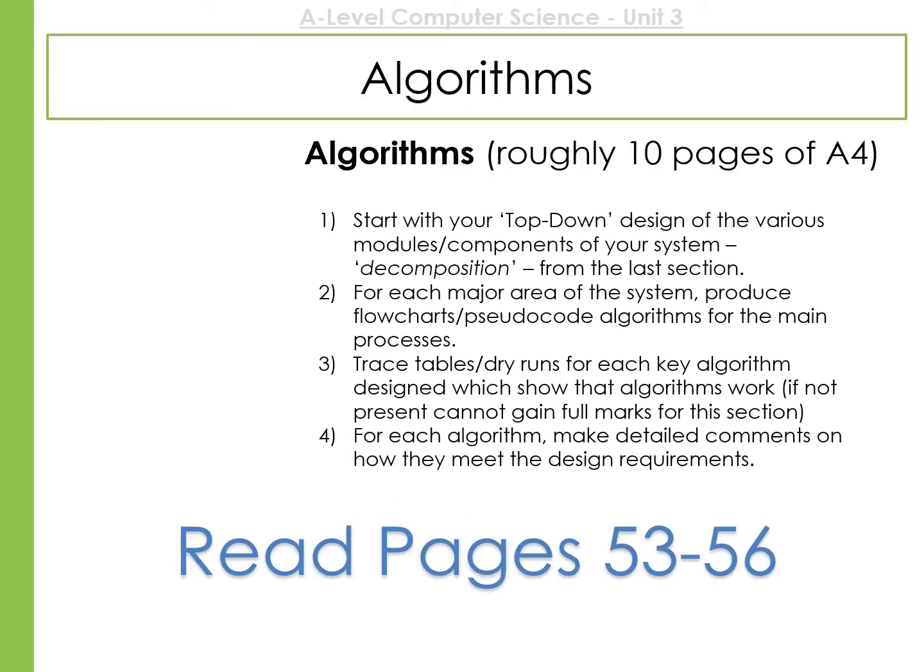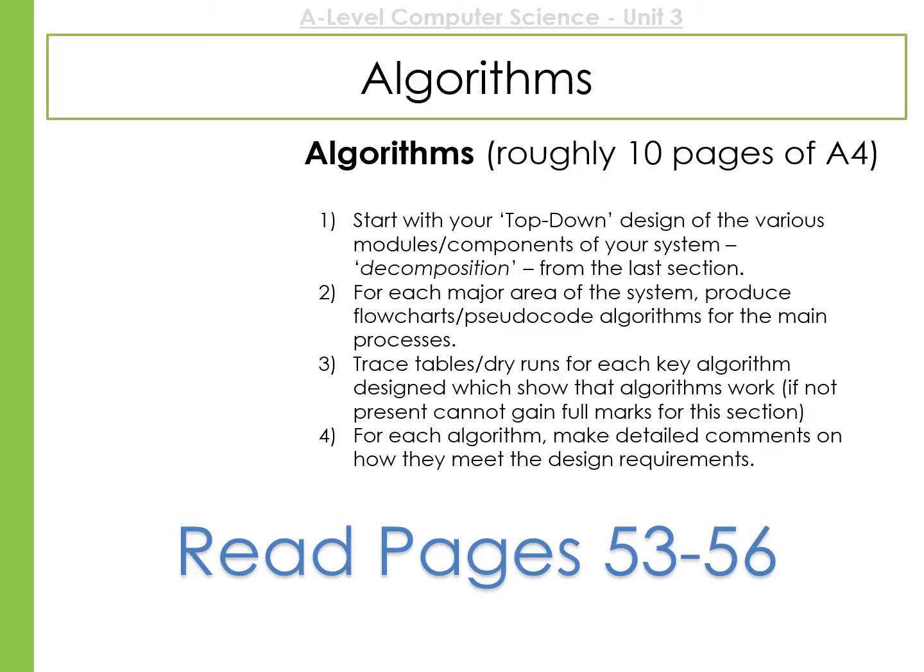This is a huge section of your coursework and will really give you top grades if you do this well. This should be roughly 10 sides of A4 and is based around algorithms. Start with that top design that you made and decompose each section. Think about every major area, and you need to produce flowcharts or pseudocode algorithms for the main processes. It would also aid you if you have trace tables and dry runs for each of the key algorithms, showing how your process will work.